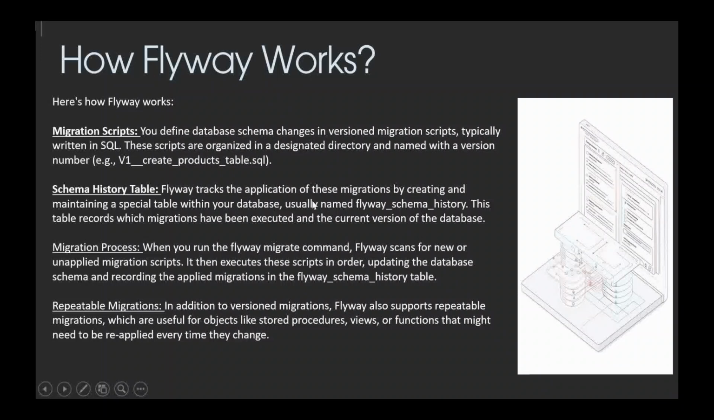Usually named Flyway schema history, this table records which migrations have been executed and the current version of a database. Just consider I have created three versions like v1, v2 and v5. I need to add v3 and v4.